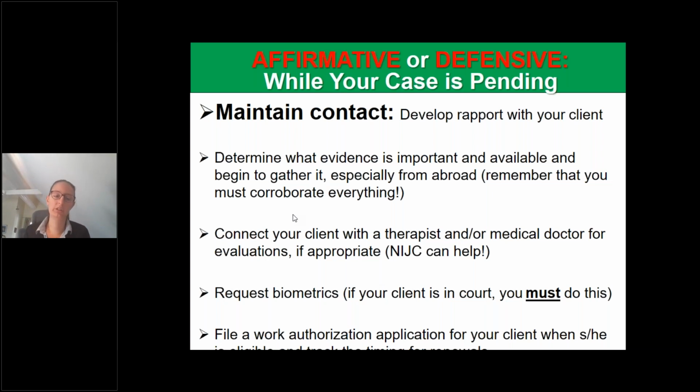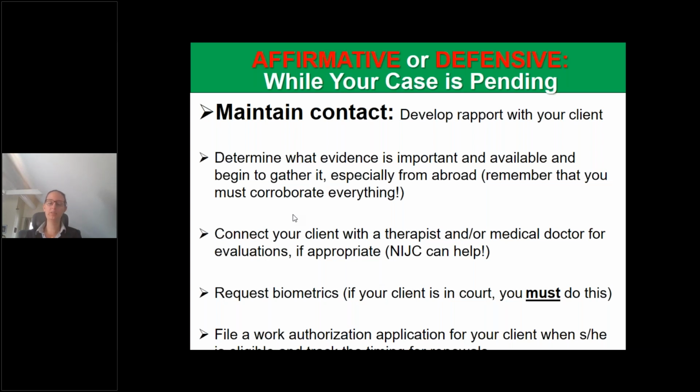You can also determine what evidence is going to be important and available and start to gather it. This can take a really long time, especially if you have to get documents from abroad or affidavits from family members or friends who are living abroad. One really crucial point is if you're getting witness statements from family members who live in other countries, you'll want to do that as soon as you possibly can.